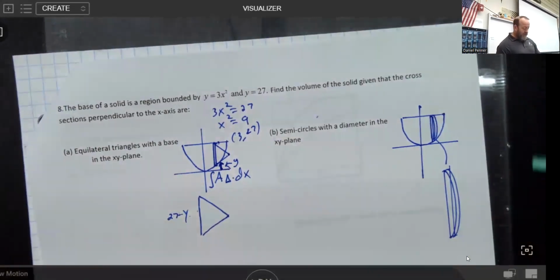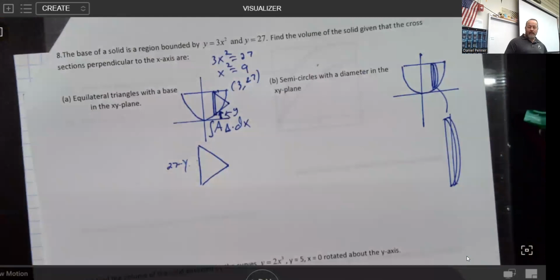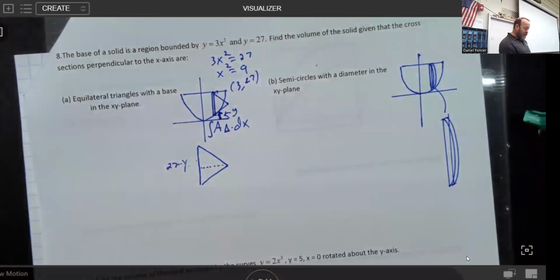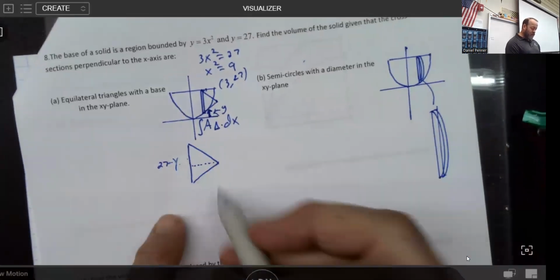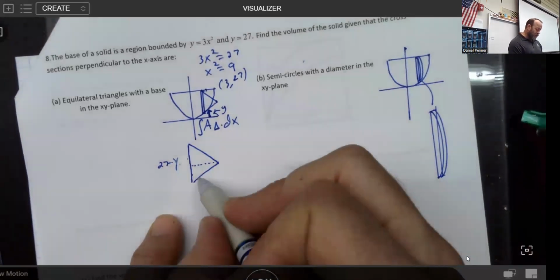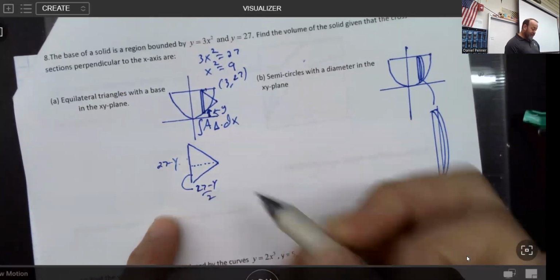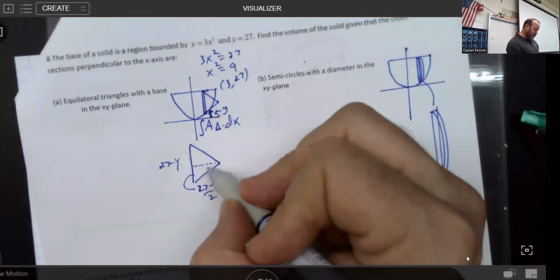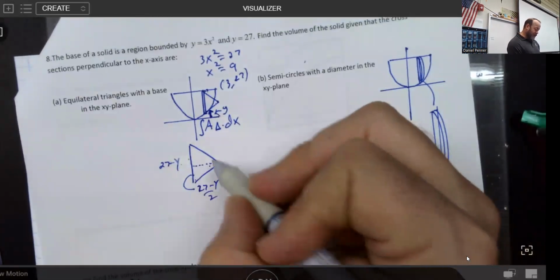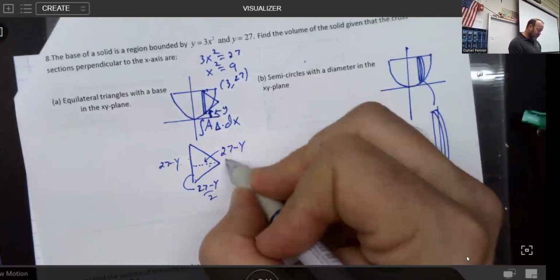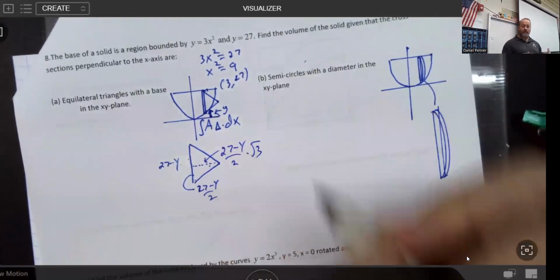Now, the thing you have to be a little bit cautious about is this is not a simple right triangle, of course, it's an equilateral triangle. So how we have historically handled equilateral triangles is we would take this portion and cut it in half, which means this portion would be 27 minus y cut in half. And because this is a 30, 60, 90 triangle, that makes the height of it 27 minus y divided by 2 multiplied by the square root of 3.